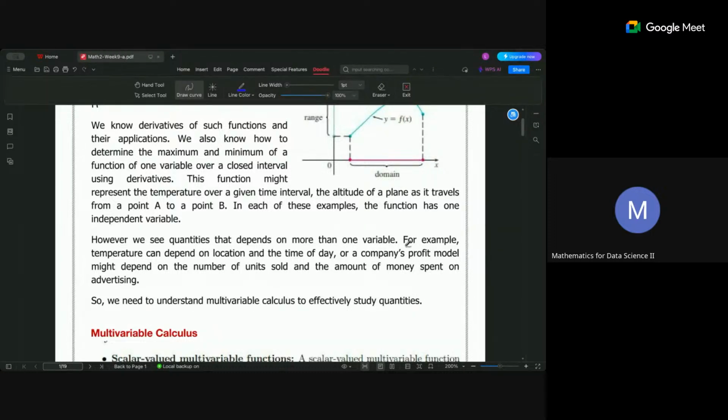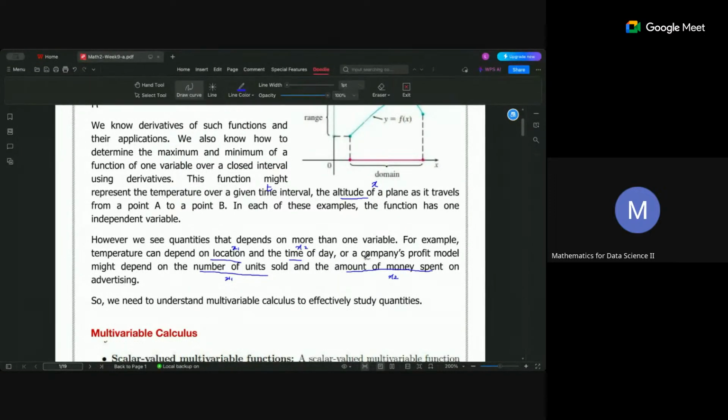So in these cases, you see that here you have only one variable, so temperature over a given time interval. So this time is your only variable, right? And here altitude, right? Altitude over a given distance from a point A to B. So at a given time or a distance, what is altitude? So again, only one variable is there, right? But here you see we have two variables. So one is the location, the other one is the time, right? Same way you have number of units sold and the amount of money spent. So one thing depending on two or more variables.